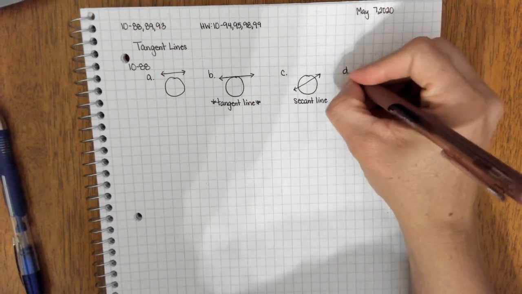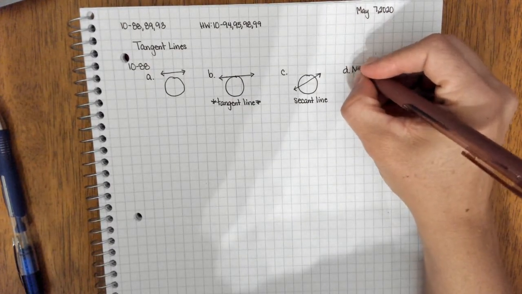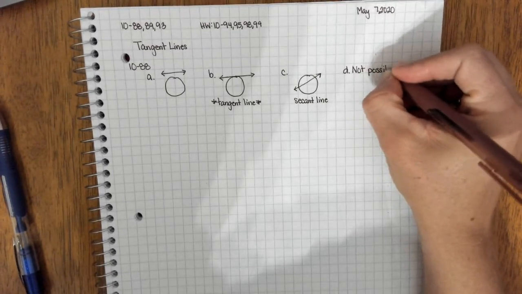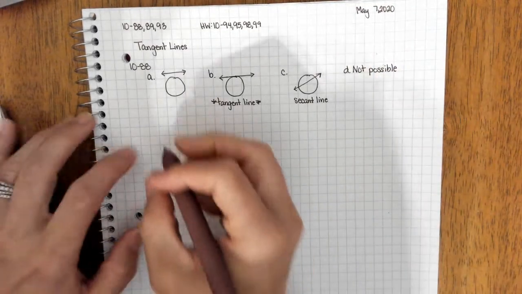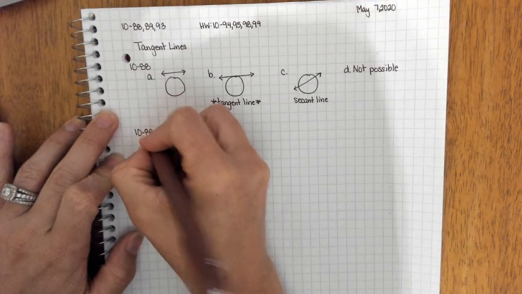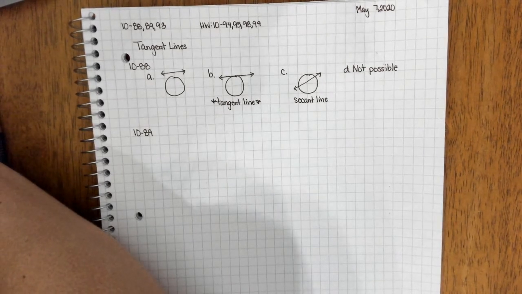And then part D, you want a line and a circle that intersect 3 times. This is not possible because a line has to be straight. So that was just to kind of introduce what a tangent line is. It intersects a circle at exactly one point.